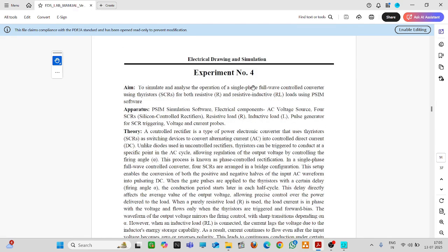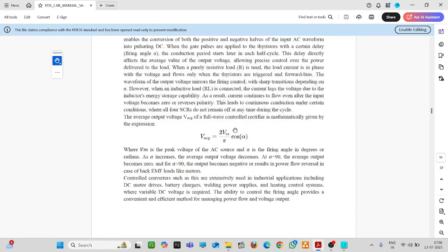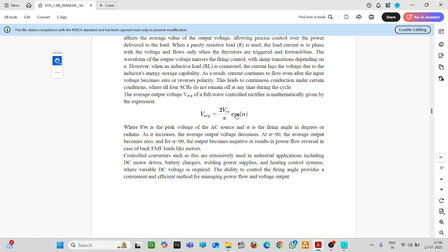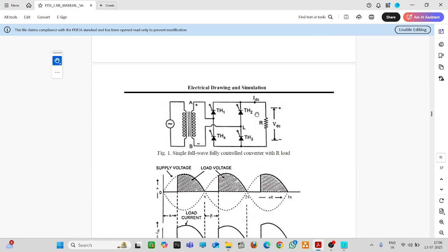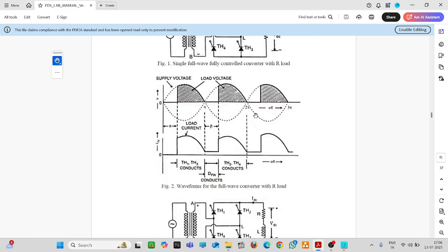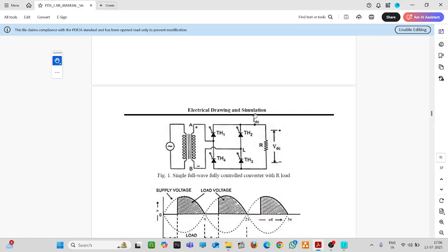So we will try to analyze the waveform when you connect a resistive load and an RL type of load. An RL type of load is basically an induction motor type of load, and a resistive type of load means a lamp load or a lighting load. When you integrate and solve for the average output voltage, 2 Vm by pi into cos alpha will come into the picture. So this is some theory. If you refer to it, you will get the feel of it.